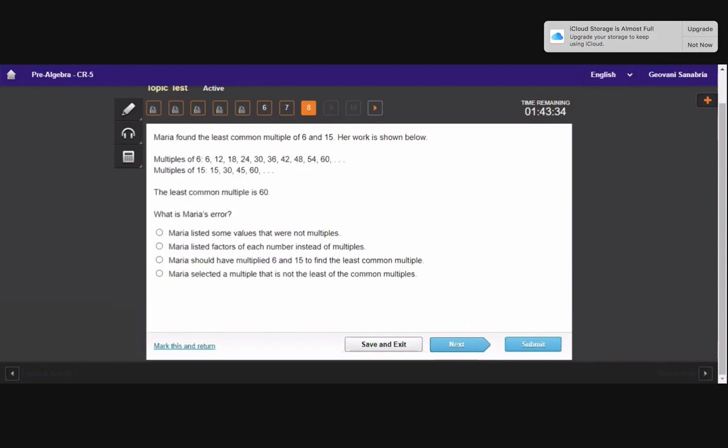It should be 30. That's her error. So which one of those means that? Maria listed some values that were not multiples. Maria listed factors of each number instead of multiples. Maria should have multiplied this. I guess she selected the multiple that's not the least common multiple, right? Yeah, she went all the way up to 60 when 30 was in common and she didn't see it.